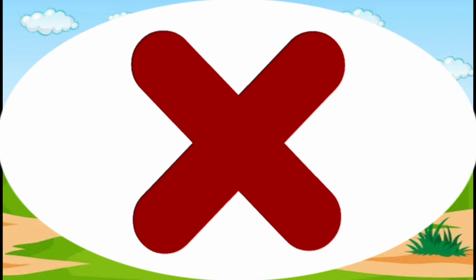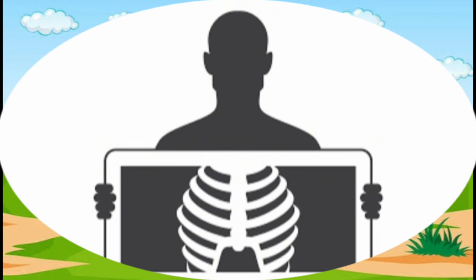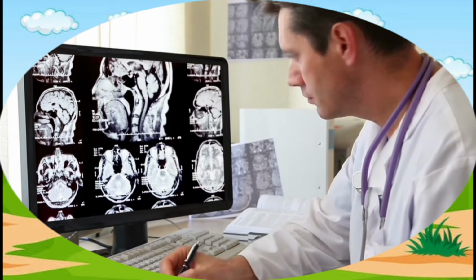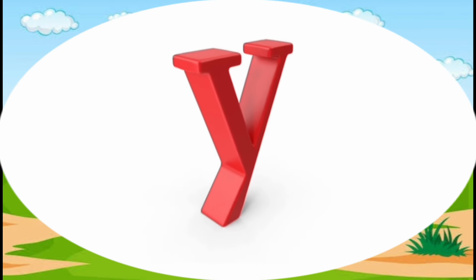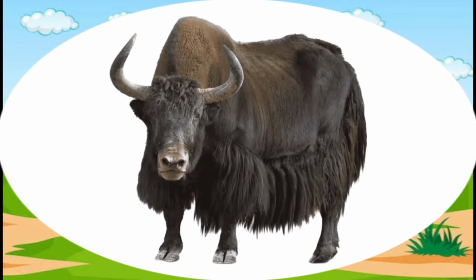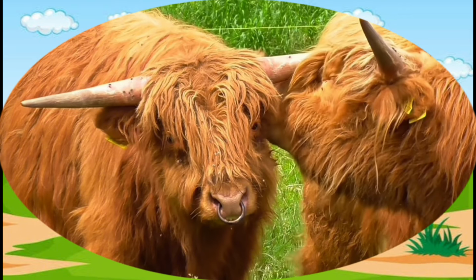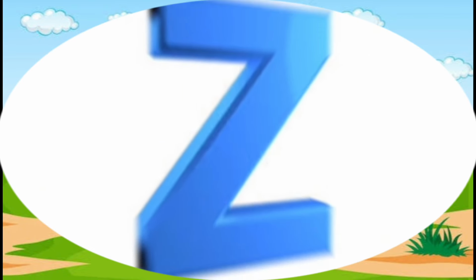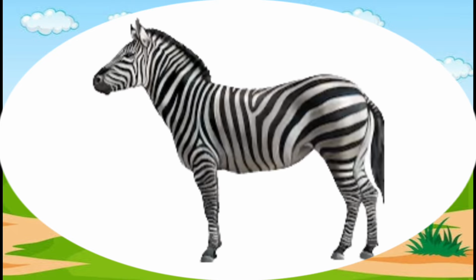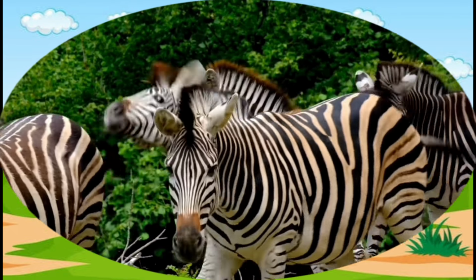X is for extra. Y is for york. Z is for zebra.